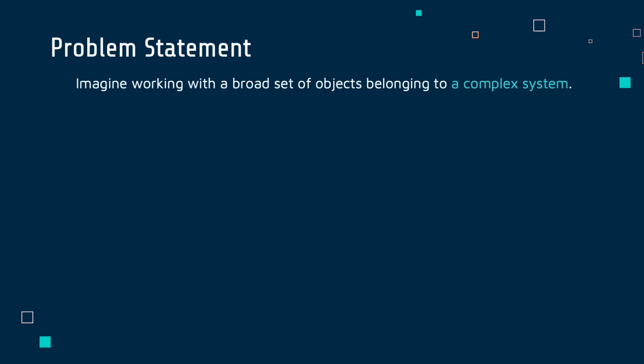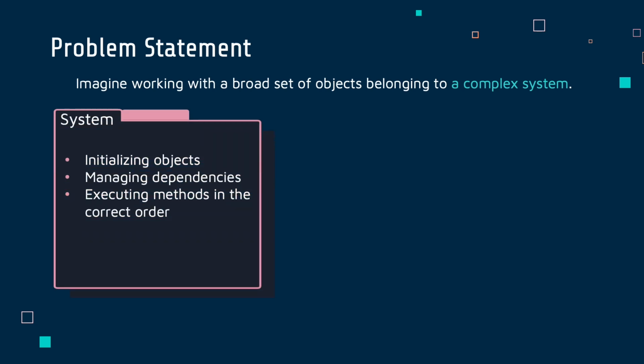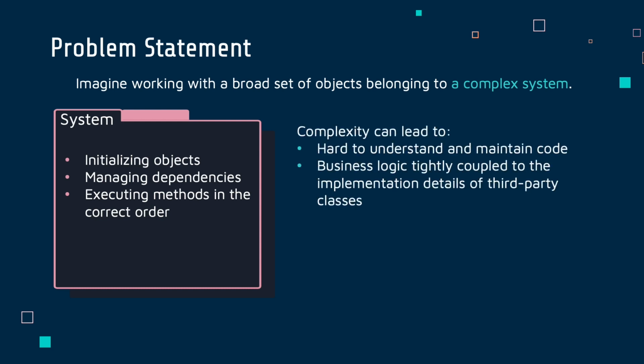Imagine working with a broad set of objects belonging to a complex system. Typically, you will need to initialize these objects, manage dependencies, and execute methods in the correct order. This complexity can make your business logic tightly coupled to the implementation details of third-party classes, leading to code that is hard to understand and maintain.